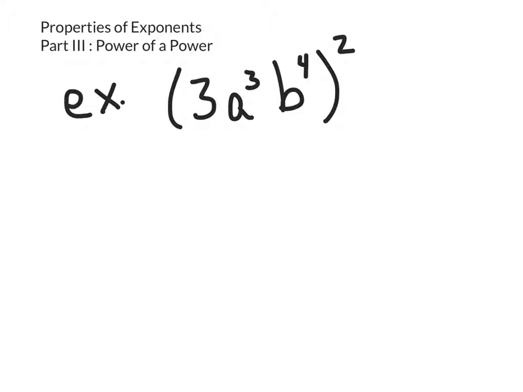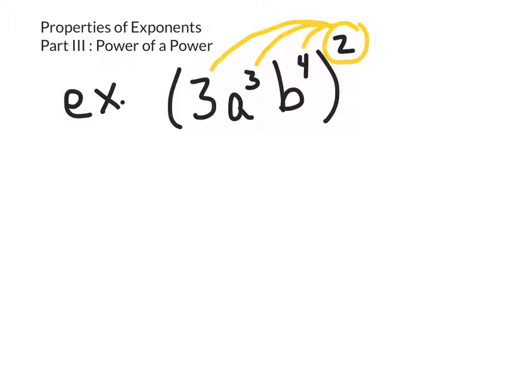And what you want to do here in this scenario is, if I really think about what this 2 up here does, this 2 would actually ask me to write this thing twice. Now we're going to use the power of a power rule so that we don't have to write this twice. The first thing that we want to recognize is that this exponent has to go to each one of these on the inside. So the 2 must go to the 3, the 2 must go to the a, and the 2 also must go to the b. Remember, what we're going to do here is multiply.